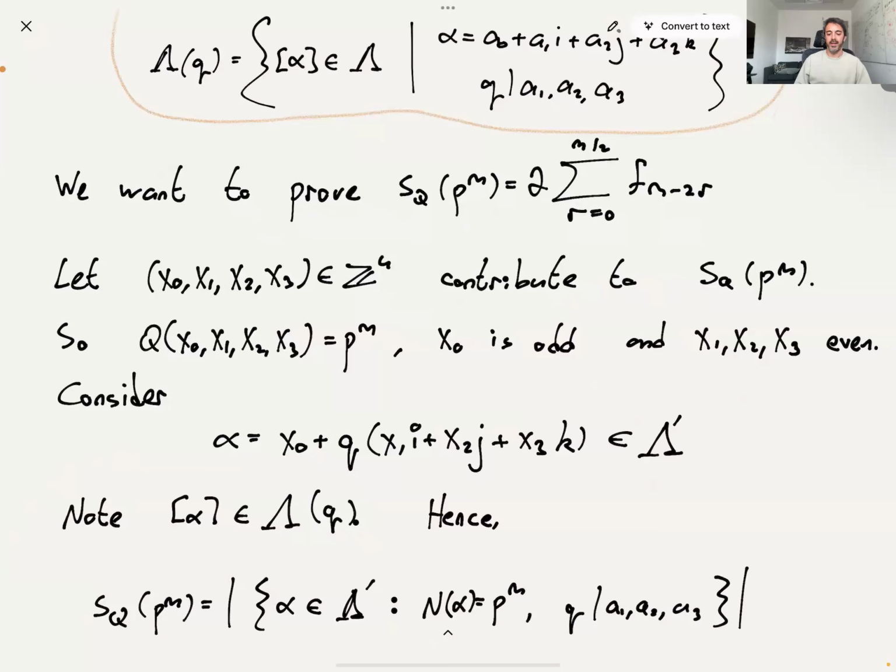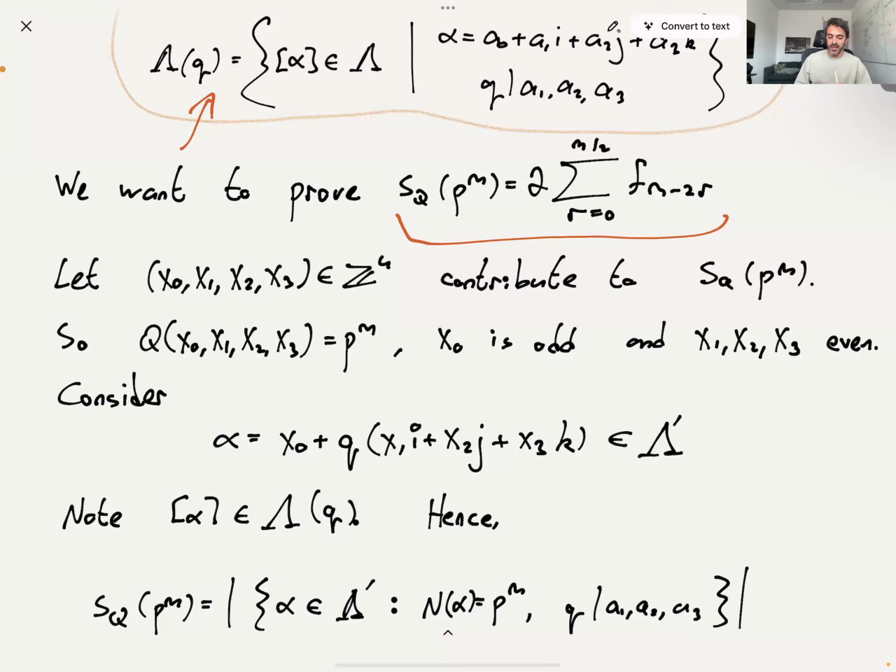And now let's recall, as I mentioned before, that we have an explicit description of lambda Q. That's something that we proved some time ago. This is the set of classes of integral quaternions coming from lambda prime, so the set of classes in lambda such that Q divides all the non-free coefficients, A1, A2, and A3. And recall we want to prove this thing.